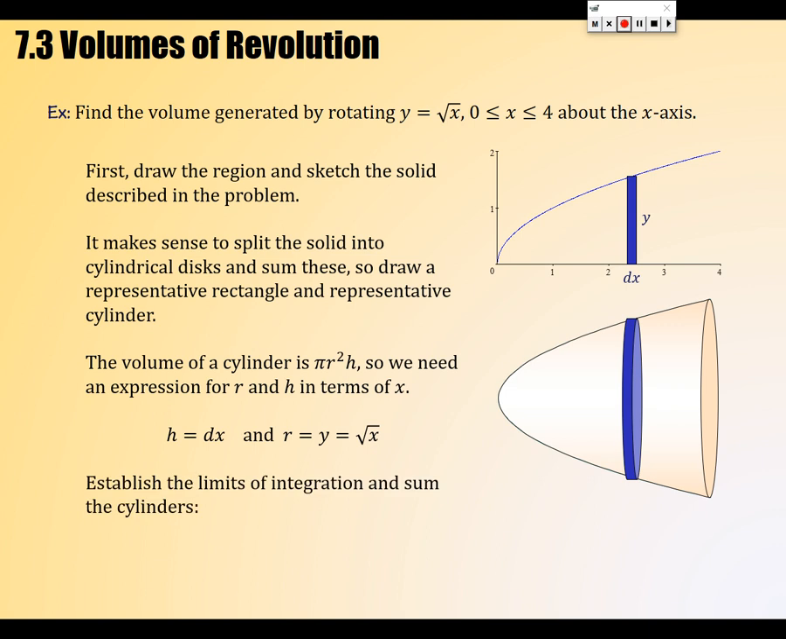All right, and then establish the limits of integration and sum the cylinders. So what are the limits of integration here? Well, we've made it obvious. Now, it's quite possible on a volume of revolution problem like these that another demand might be that you have to find the limits of integration. But here, there's no work to do. We've really, in some sense, just given it to you in the problem. So, pretty clear, I think, that we're going to integrate from 0 to 4.